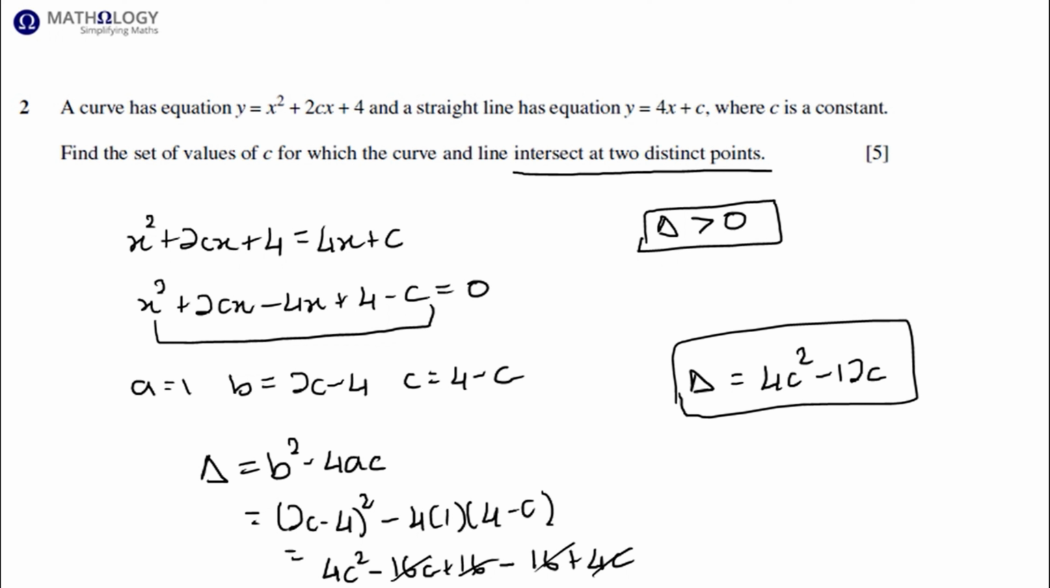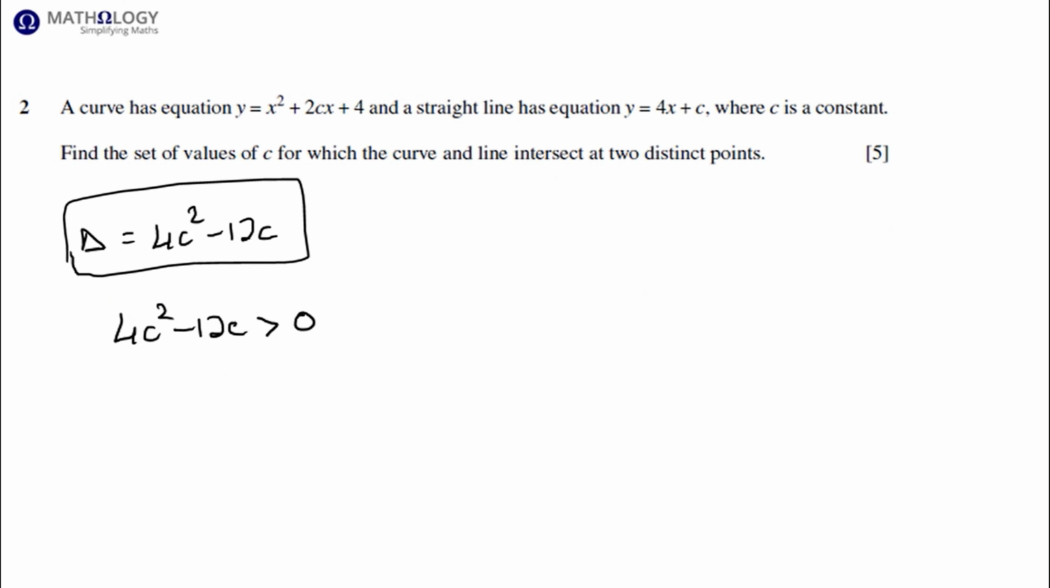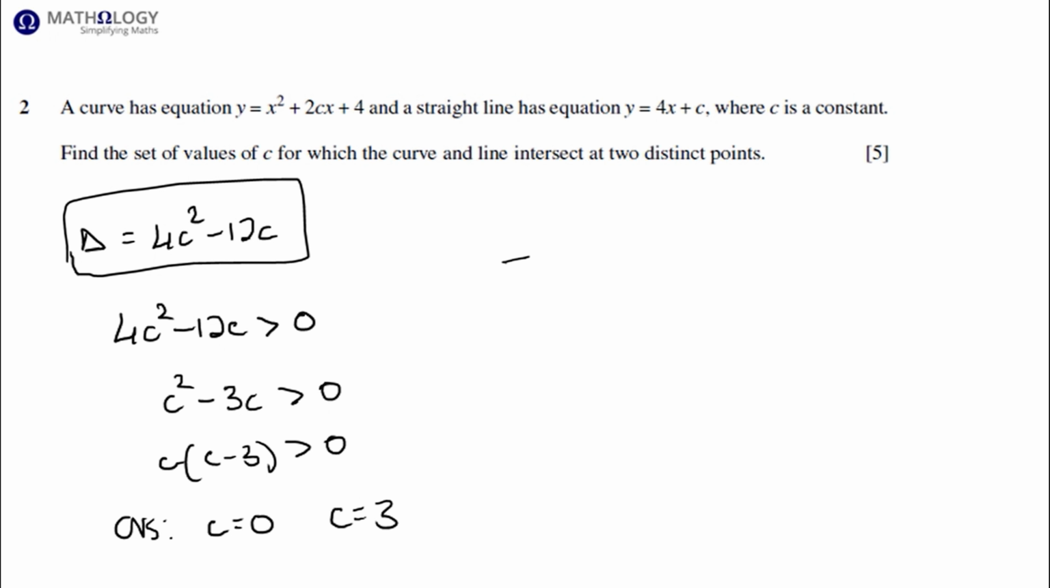Now for these two functions to intersect at two distinct points, delta must be greater than 0. So we can now solve for c such that 4c squared minus 12c is greater than 0. And divide through by 4, so c squared minus 3c is greater than 0. You can take out a common c. C times c minus 3 is greater than 0. So the critical values are c equals 0 and c equals 3.